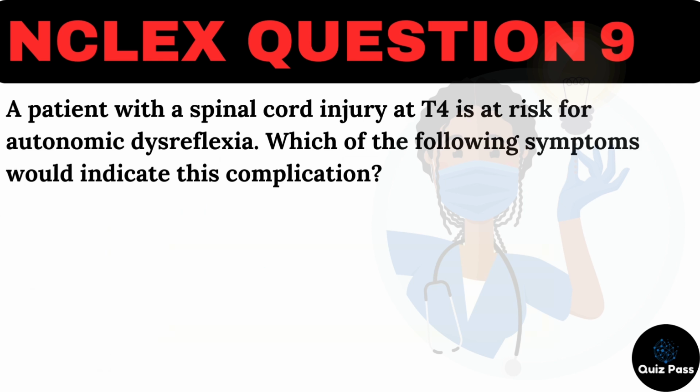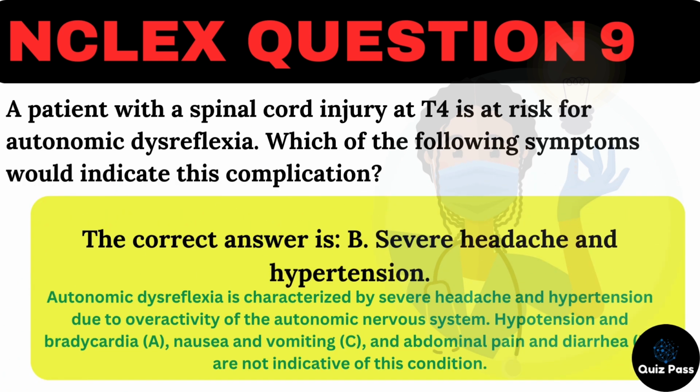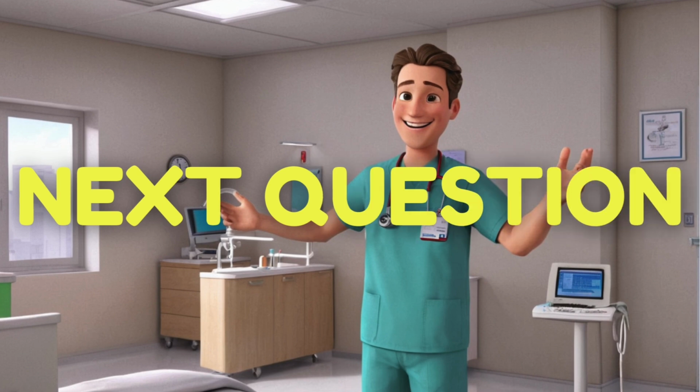The correct answer is B. Severe headache and hypertension. Autonomic dysreflexia is characterized by severe headache and hypertension due to overactivity of the autonomic nervous system. Hypotension and bradycardia, A, nausea and vomiting, C, and abdominal pain and diarrhea, D, are not indicative of this condition.